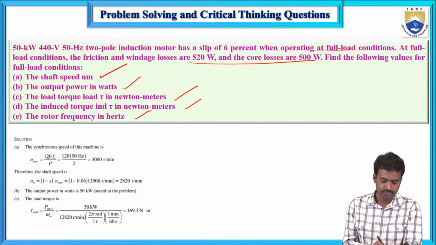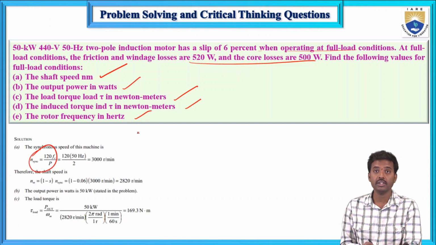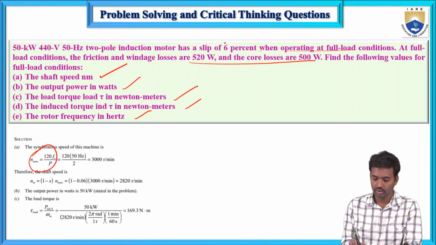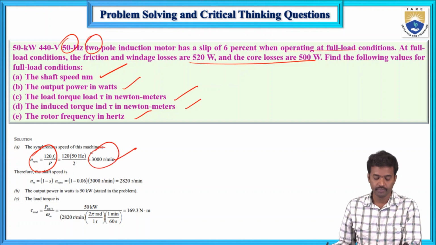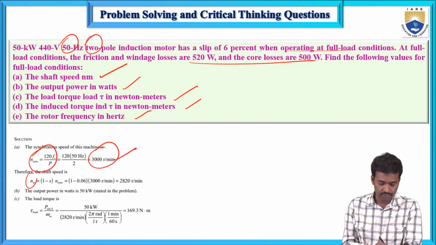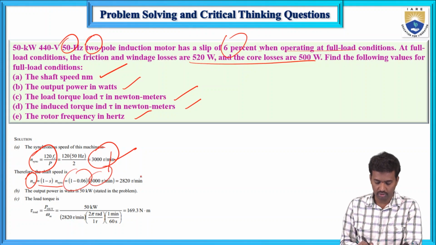So now, synchronous speed NS equals 120 f by P, with f and a 2 pole machine, so that equals 3000 RPM. And next, running speed equals 1 minus the slip value, 0.06, times NS, and that running speed equals 2820. And from this, the output power of 50 kilowatts is directly given.